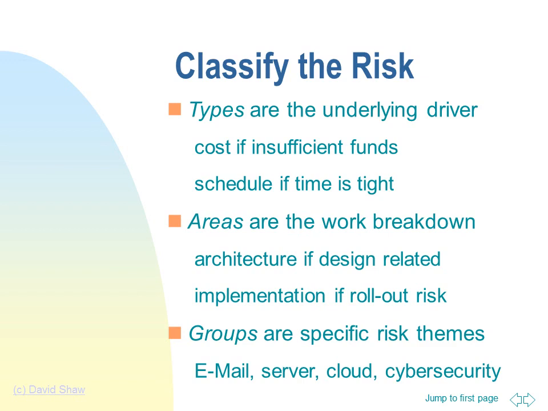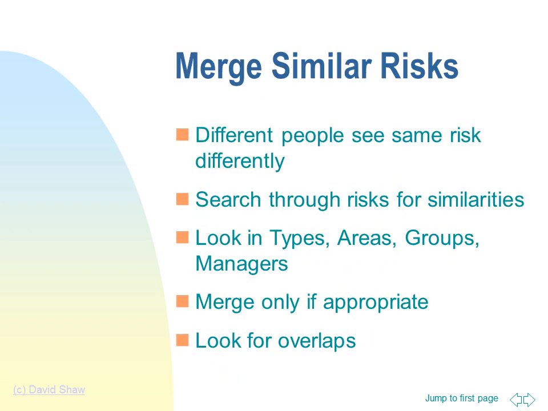We usually classify risks by types, areas, and groups to identify clusters for analysis. Types are underlying drivers like cost, schedule, and performance. Areas are the work breakdown, and groups are specific themes such as email and cybersecurity. Risk statements help people agree on risks. Search through types, areas, groups, and managers to find similarities and merge risks. Look for overlaps and merge only if appropriate.